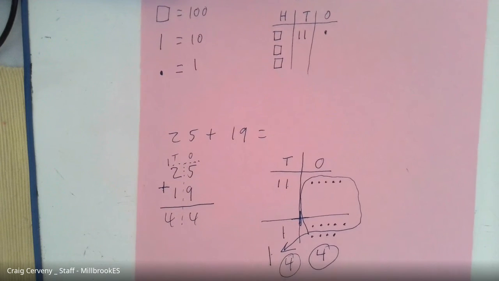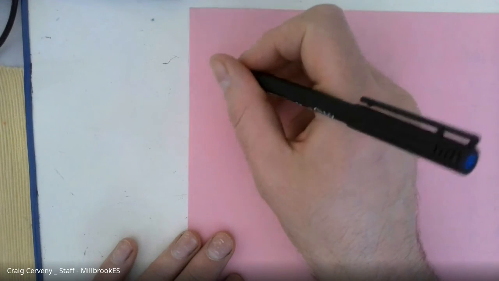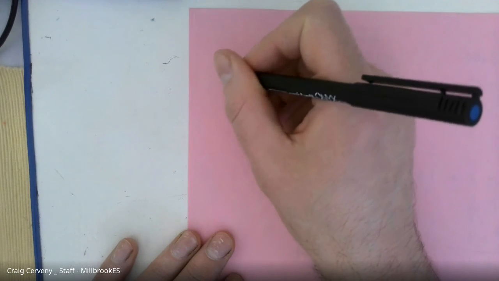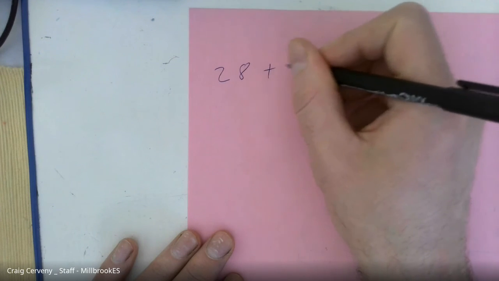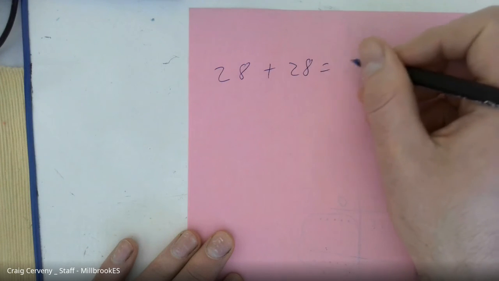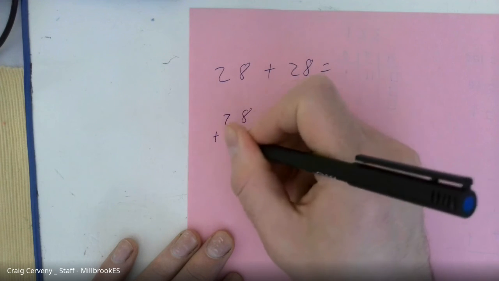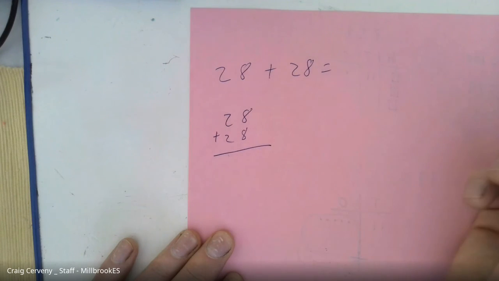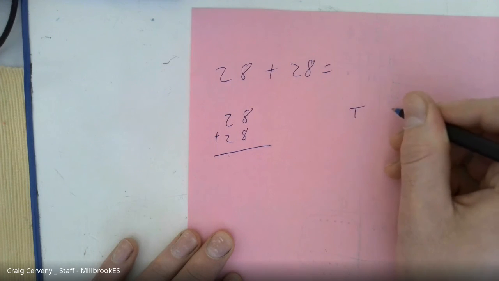Oh, I just noticed that some of it got cut off on our paper. So let's try another one just to show you guys. Again, we can do double digit addition. This time let's do 28 plus 28 equals something. That's what we're looking for. So I like to line it up again. 28 plus 28. Put my line in here. I always start at the top number here. And we're going to put tens and ones.